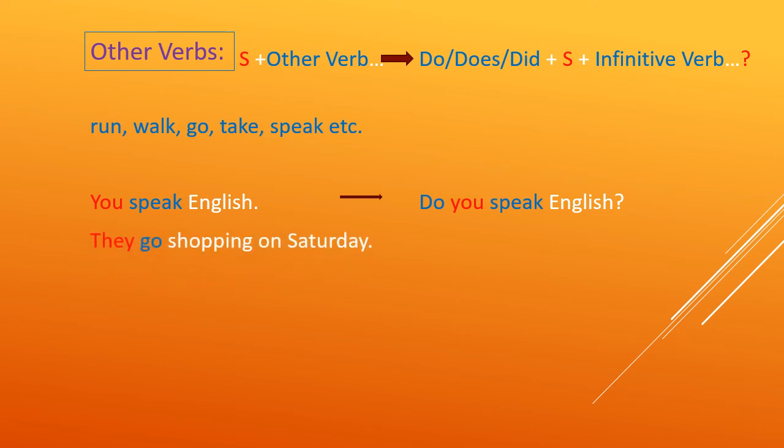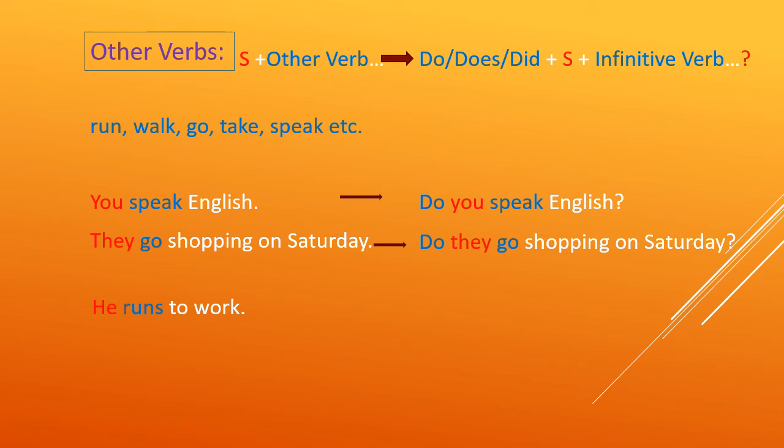They go shopping on Saturday. They, subject, go, verb, other verb, not an auxiliary verb. We need do. Do, they, and then infinitive go, shopping on Saturday, and the question mark. What about other examples?